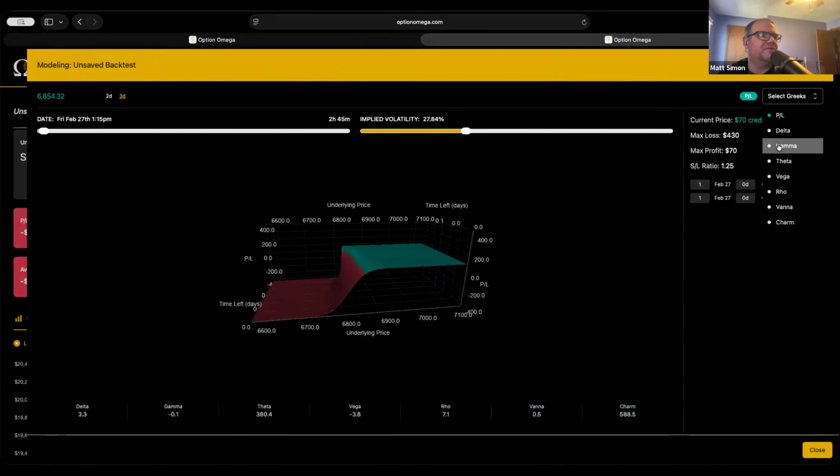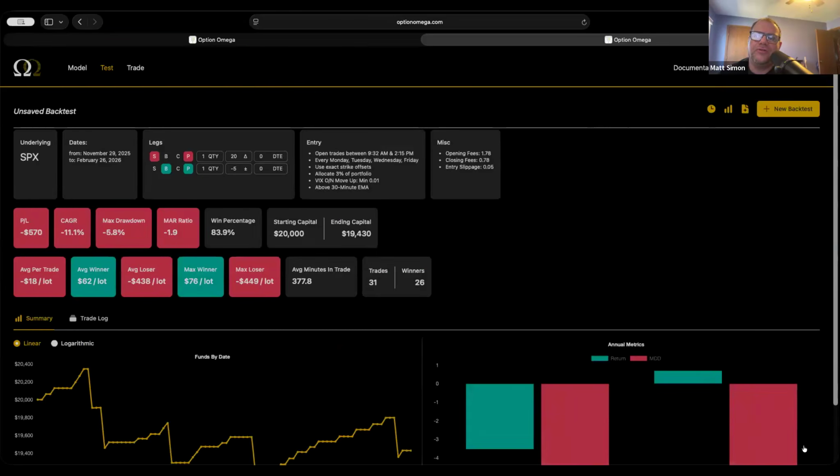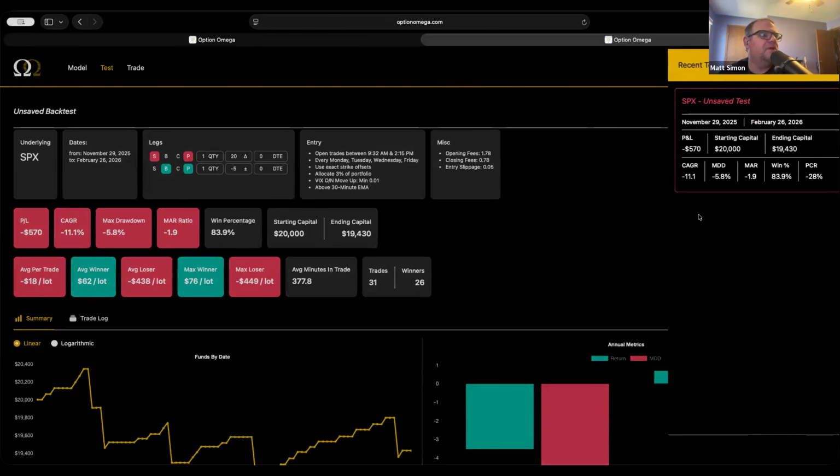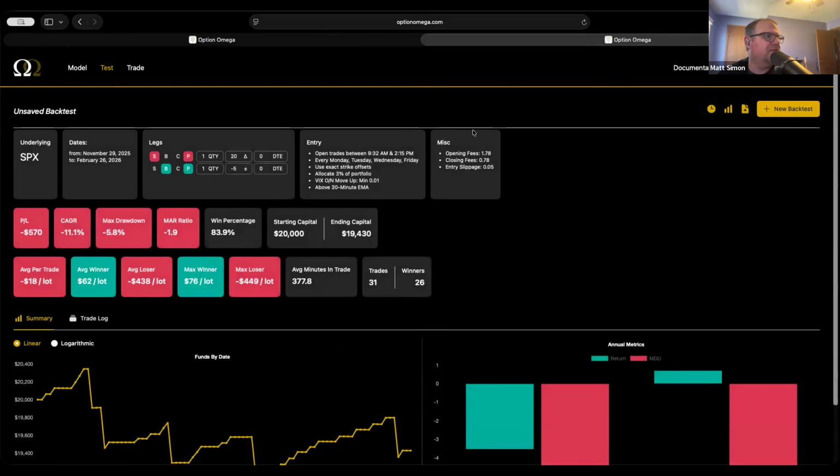Now, this is a put credit spread, so you probably aren't too worried about some of the Greeks on a zero DTE put credit spread that you're just going to hold till close, but that's in there. And we can go back and look at this over various time frames.